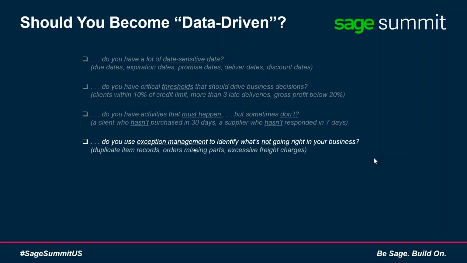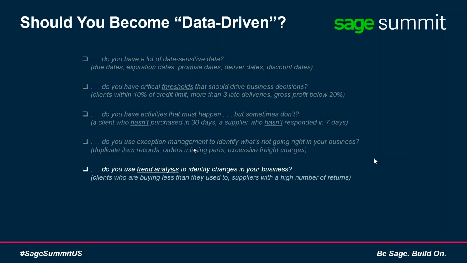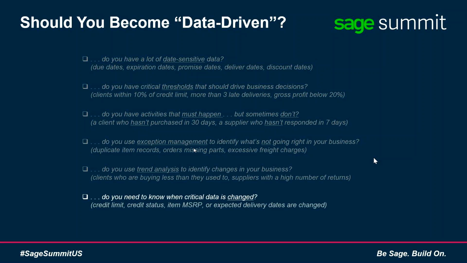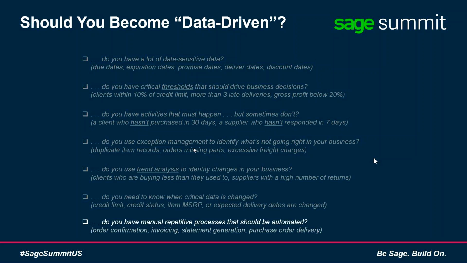And if you do, are those exception management processes automated? Are you interested in performing trend analysis? Do you need to know when critical business information in Sage 300 or elsewhere has changed? And last but not least, do you have manually redundant processes, such as invoicing and statement generation and delivery, purchase order delivery, that are currently done in part or in whole manually? Because if you do, you should strongly consider a data-driven technology to automate those processes.